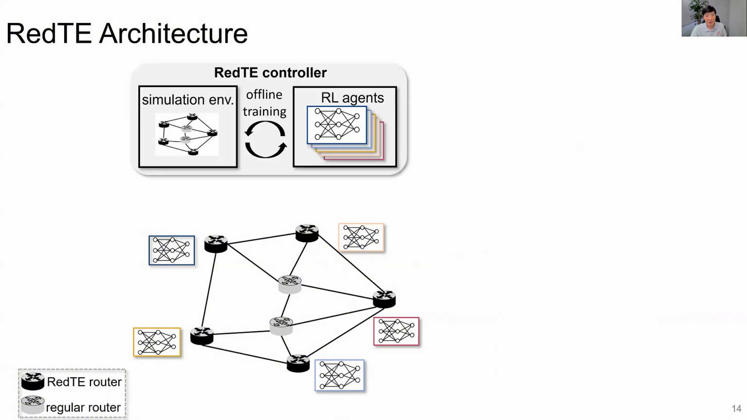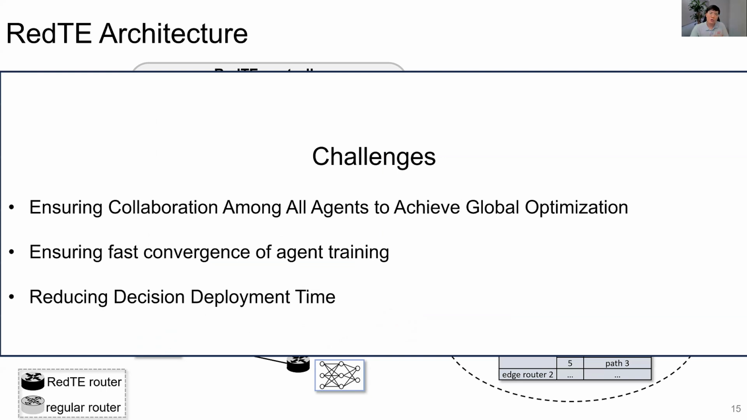On longer timescales, the controller retrains the model offline. Each RedTE router reports the traffic demand to the controller and periodically downloads the IO model. But in order to meet our goals about speed and performance, we still face three challenges. Next, I will describe these challenges and our corresponding solutions.